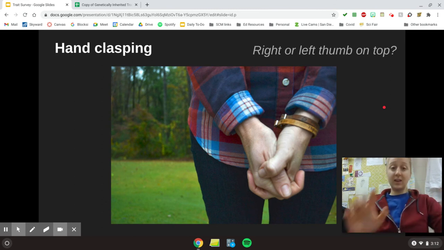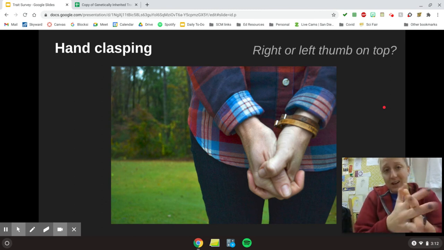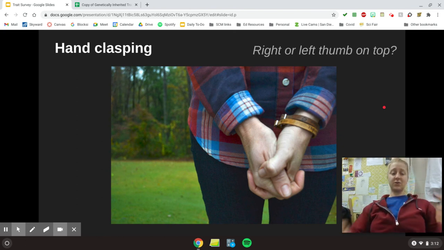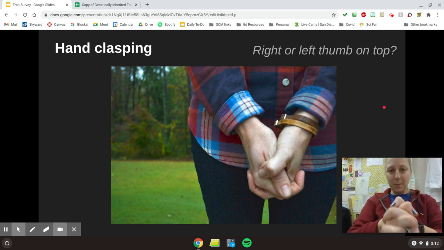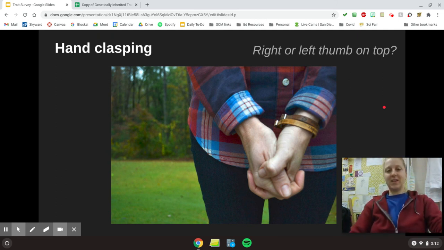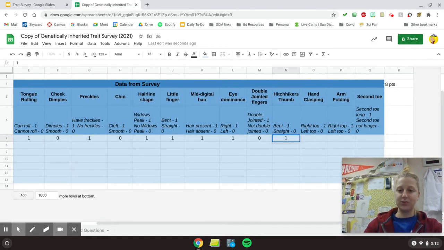If people are switching back and forth a lot, they may say now they both feel weird, like if you're thinking about it too hard. If you start thinking about it too hard, have them shake their hands out, put them together, and just go with wherever they land. For me, my left thumb always lands on top. So, hand clasping for me, left on top.